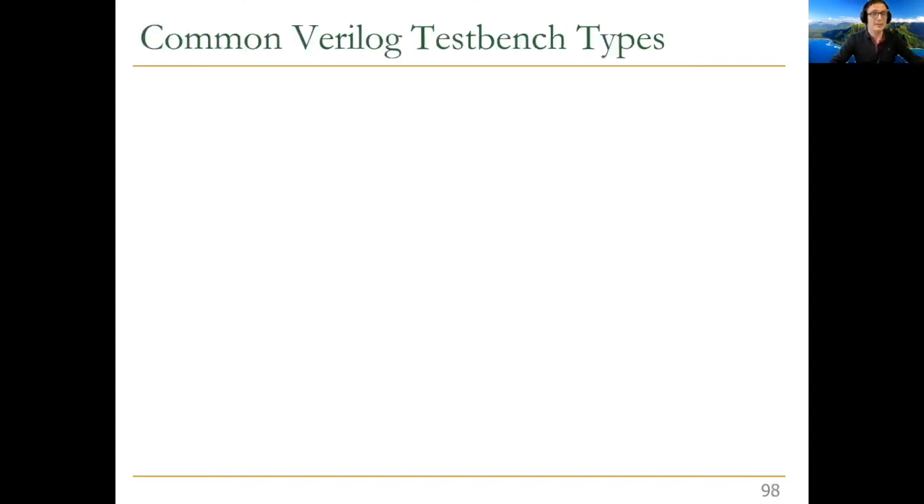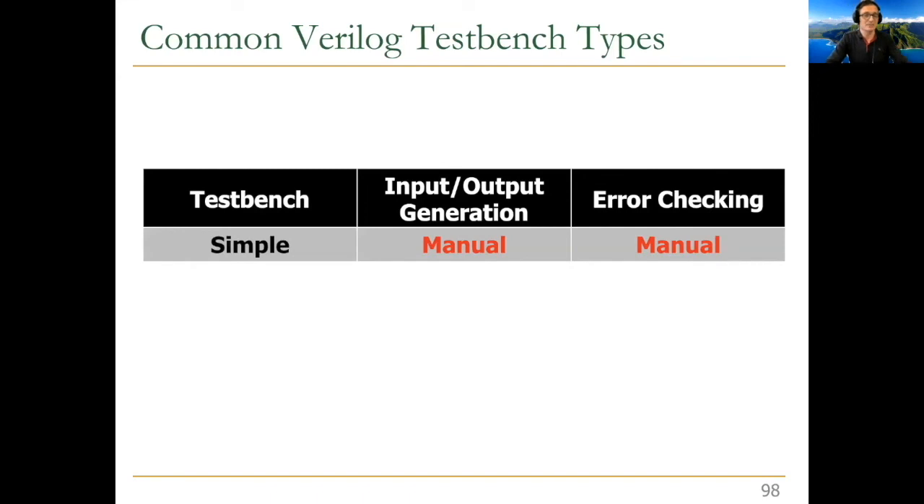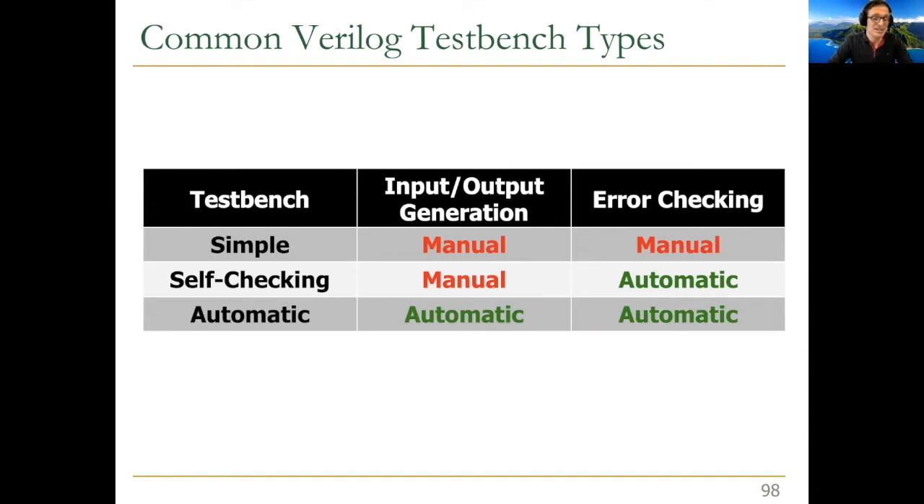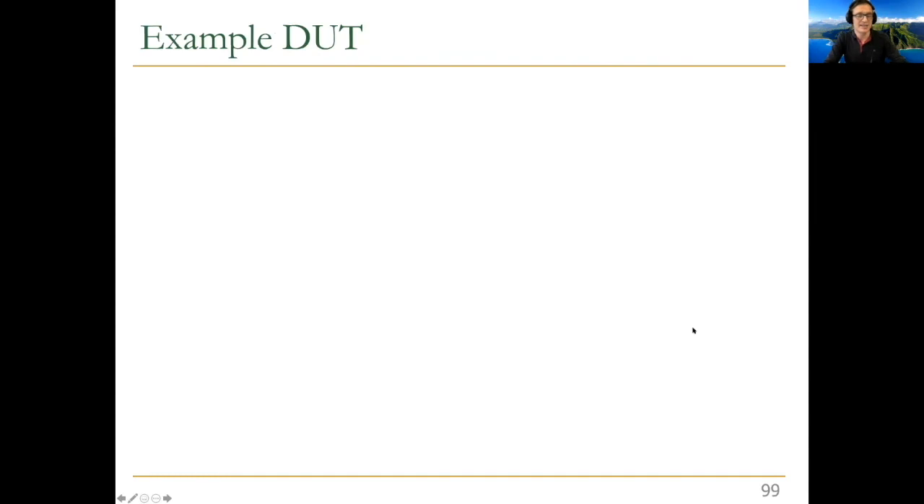So let's take a look at common Verilog test bench types. Essentially, there are multiple. So there could be a simple test bench where everything is done manually. Input, output generation, and error checking, results checking, let's say, are done manually. So there's a lot of work for the designer, but for small circuits, it might work. Self-checking test bench, input, output generation is manual, but error checking is automatic. So you automatically compare things. And automatic test bench is basically both input, output generation, and error checking are automatic. So let's take a look at some of these.